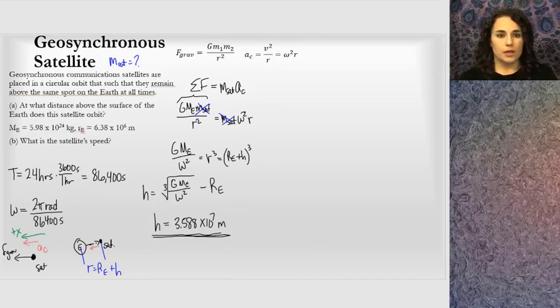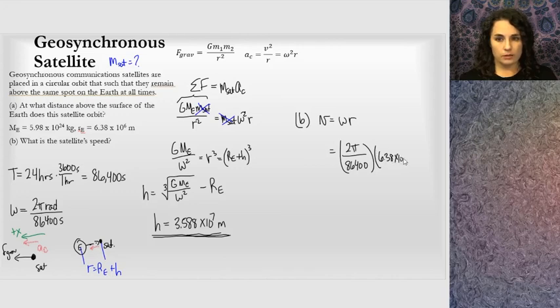Part B asks, what is the satellite speed? Well, let's see. I can relate speed. V equals omega r. Is that all I have to do? I'm going to note that the r here is the center of mass to center of mass distance. So we can take 2 pi over the 86400, that's the omega, and multiply by r, which is the radius of the Earth, 6.38 times 10 to the 6th, plus this number I just found, 3.588 times 10 to the 7th.